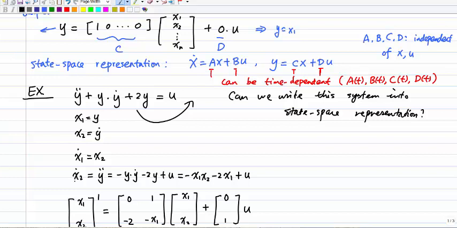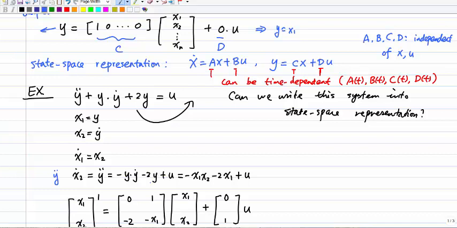So what is x2 dot? x2 dot is just y double dot. To compute y double dot, we have to move everything to the right hand side. So y double dot is, moving the whole thing to the right hand side, this becomes negative: negative y times y dot minus 2y plus u.